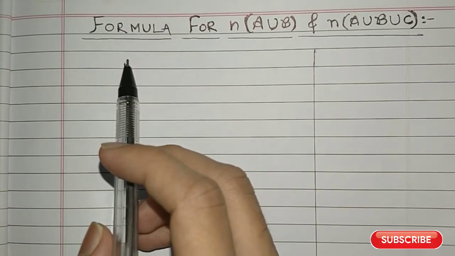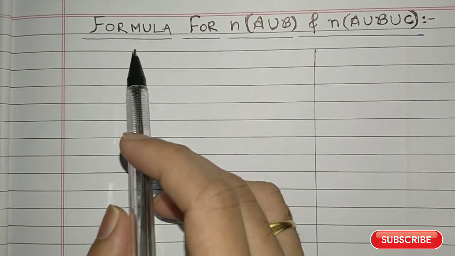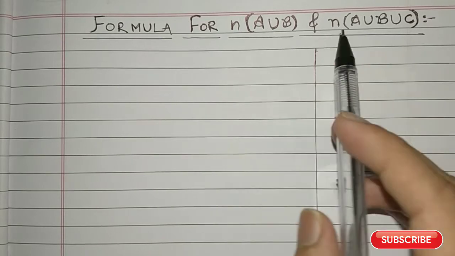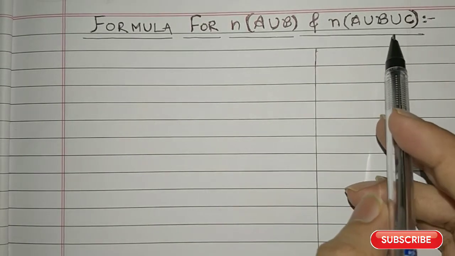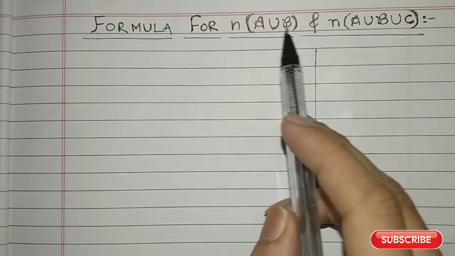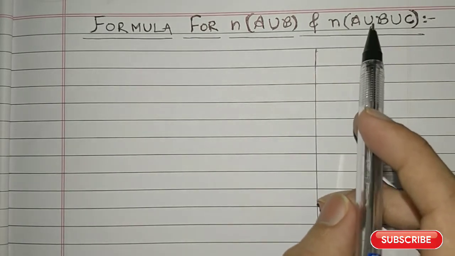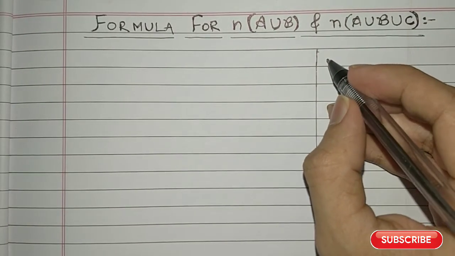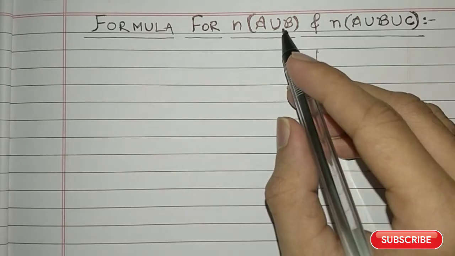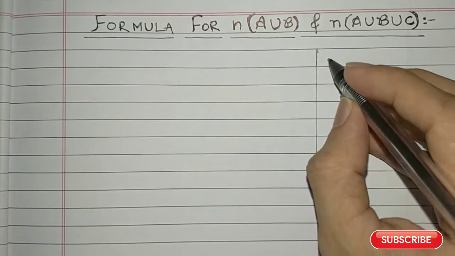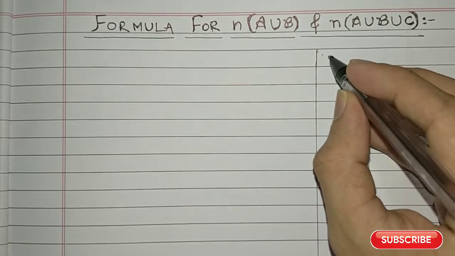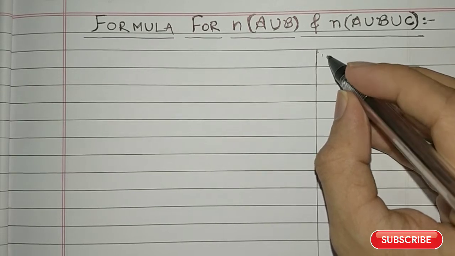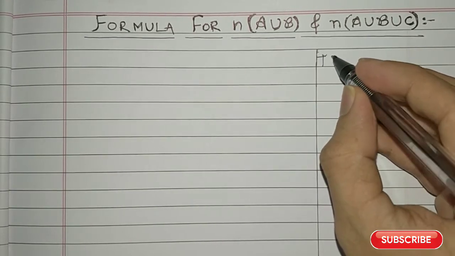Okay, today in this video let us do the topic: formula for the number of elements in A union B and number of elements in A union B union C. That is n(A union B) and n(A union B union C). Now first of all let us see what we mean by n(A) for any set A. I'll tell you what we mean by the number of elements in a set.